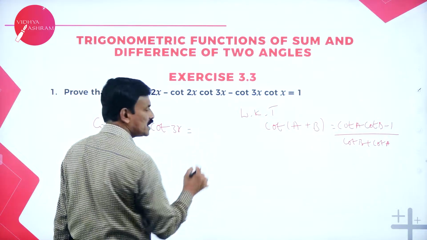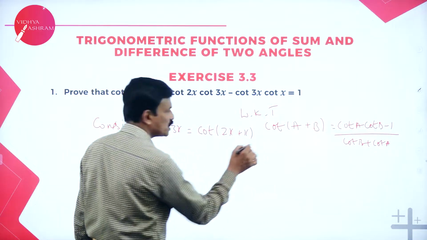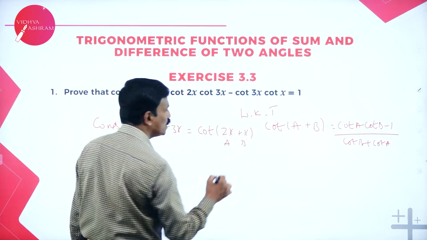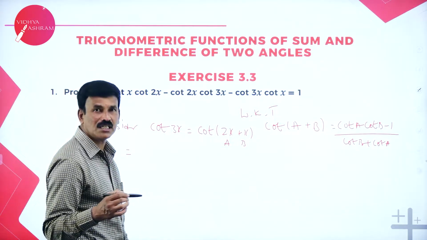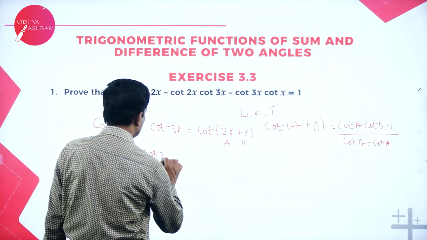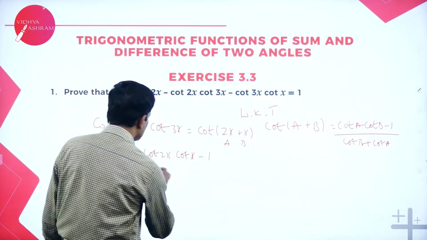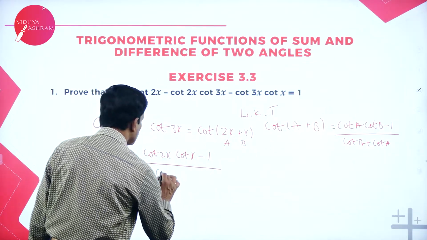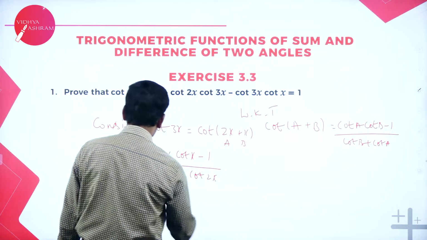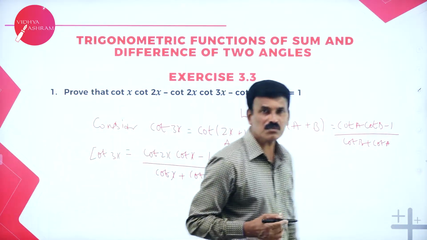cot 3x. Cot 3x can be written as cot of 2x plus x. Cot 2x plus x is cot 3x. Now, this is of the form cot A plus B, where A is equal to 2x and B is equal to x. Cot A plus B can be written as cot A cot B minus 1, that is cot 2x into cot x minus 1, divided by, in the denominator, cot B plus cot A, that is cot x plus cot 2x. On the left hand side we have cot 3x. Okay. Now, just cross multiply, that's it.